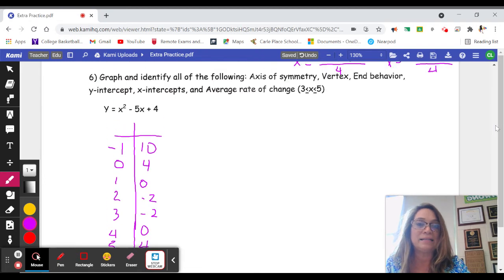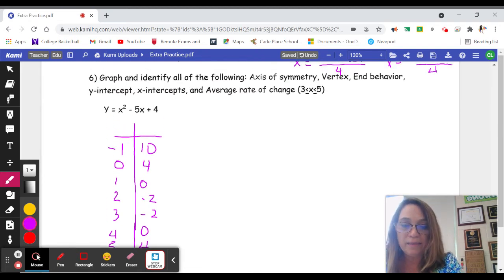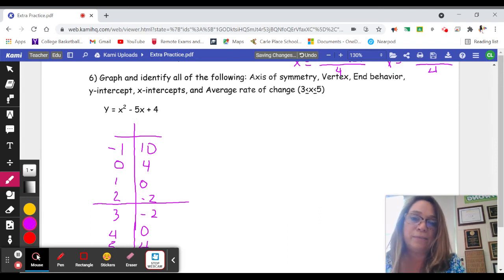All right, so they want the axis of symmetry. So the turning point is right in the middle of here. All right, so that means that it's going to be x equals 2.5.